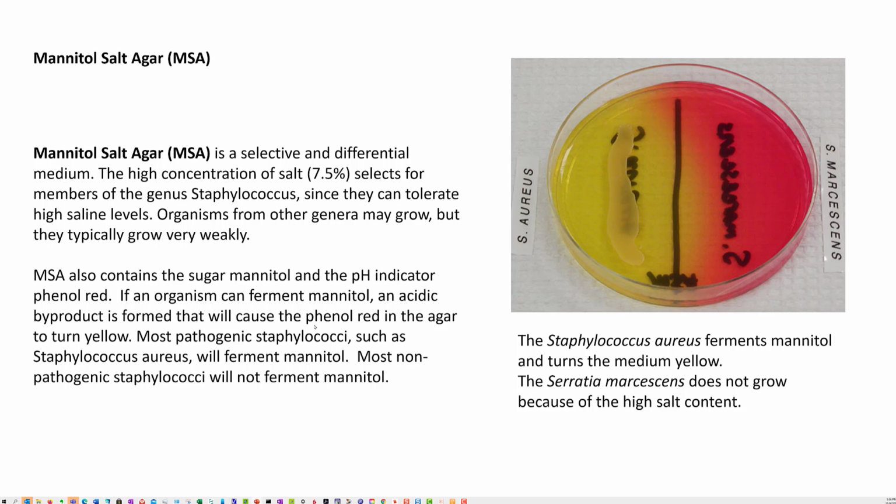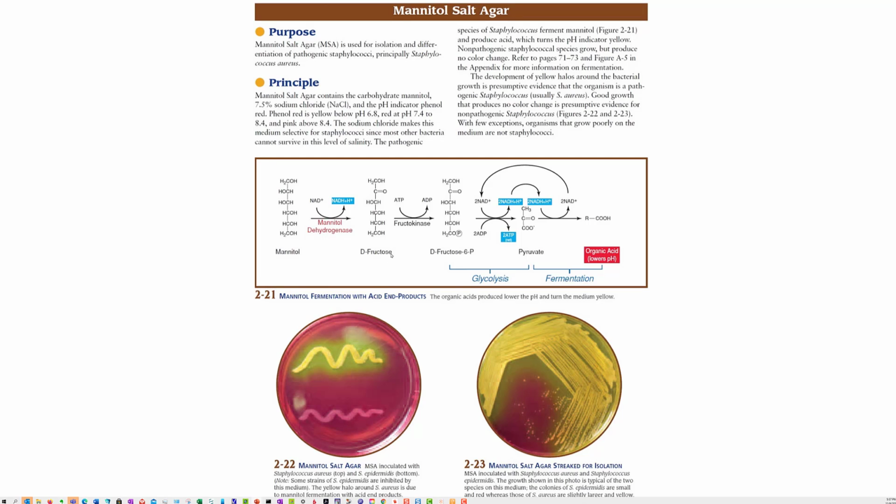And not only that, but it is breaking down the sugar mannitol, and you can see that because the acid is diffusing from the breakdown, and the acid will turn it yellow. And again, it's a differential type plate and selective, so it's both. And again, you can see the mannitol breakdown and forming fermentation products. But you can see this is a single colony isolate streak, so we know it's not contaminated.